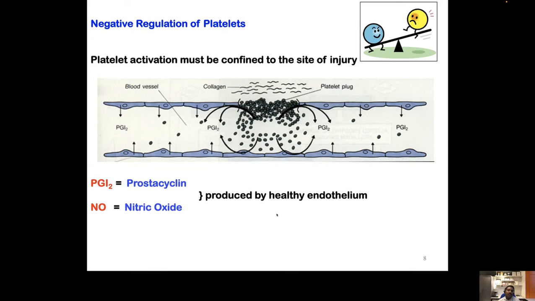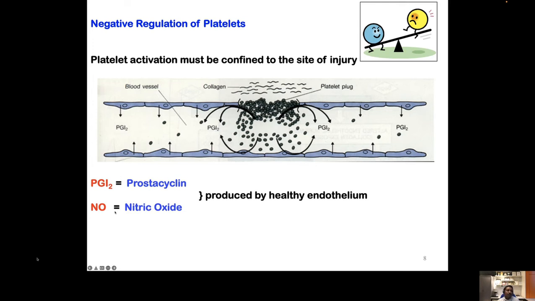So it's really important. The healthy endothelium we talked about is a single layer covering the inner lining of the blood vessel. This healthy endothelium produces two important molecules, and these two molecules prevent the platelets from getting unnecessarily activated within the circulation. OK, what are these two molecules? The first one is called prostacyclin. It's a lipid molecule produced by the endothelium. This molecule will bind to platelets and prevent their unnecessary activation.